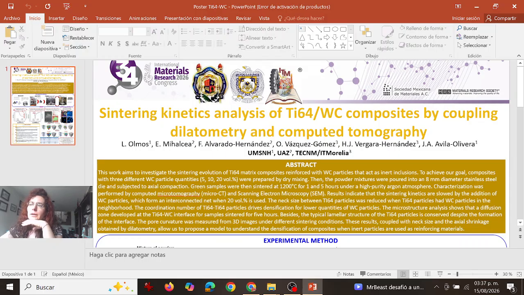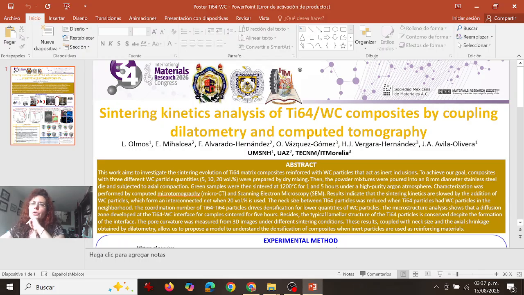The microstructure analysis showed that a diffusion zone developed at the interface between the titanium and tungsten carbide, especially when we sintered them for 5 hours. Besides, the typical lamellar structure that the titanium-64 particles, and titanium particles in general, present was conserved despite the formation of this interface that we observed.